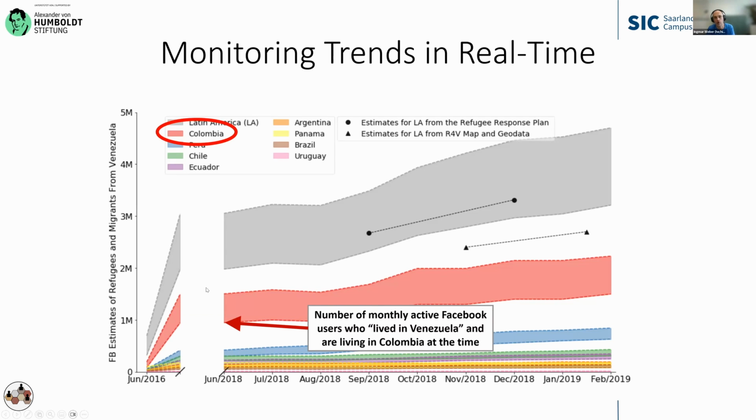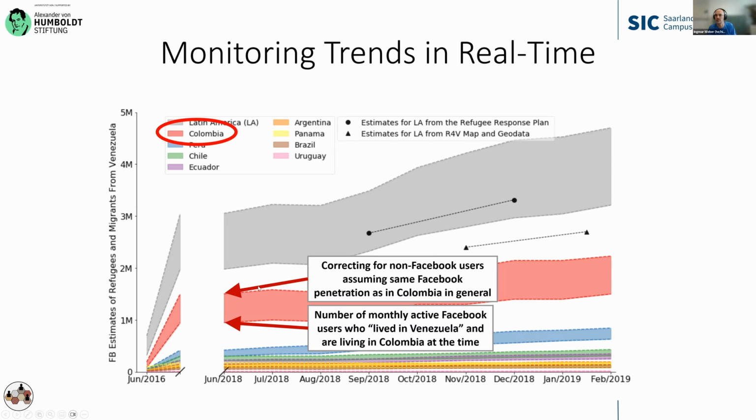We try to estimate the overall Facebook population in the host country. So we look at the total number of people living in Colombia, more or less, and the total number of Facebook users in Colombia. Based on this, we compute the penetration rate. I think it was around 60% at the time, so we add the missing 40% on top. This is a very, very simple and crude assumption. Probably the Facebook penetration among migrants is higher than among the overall population, so probably the true value is lower than this. So it gives us a plausibility range.